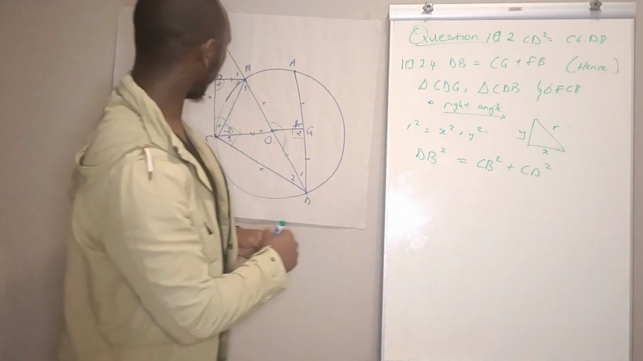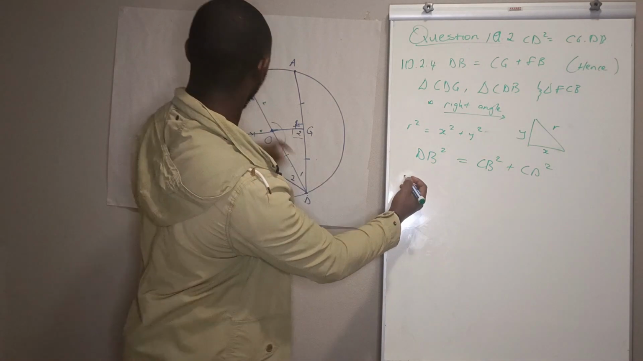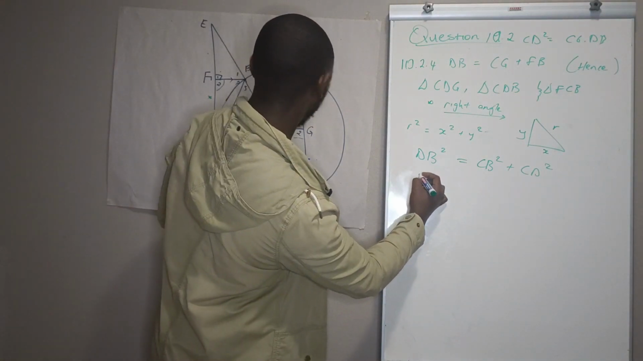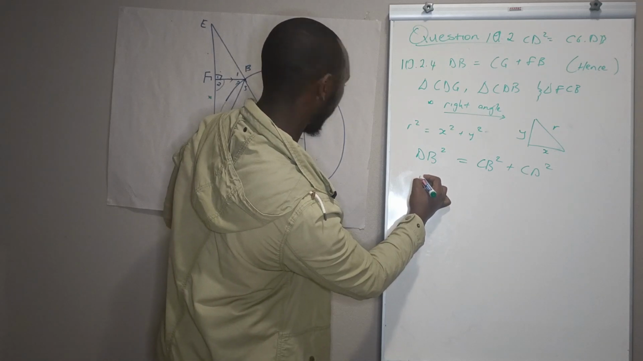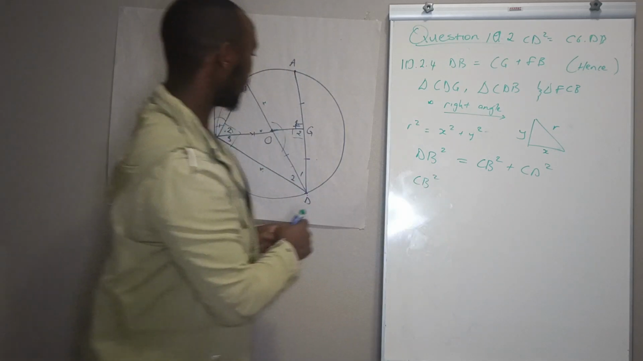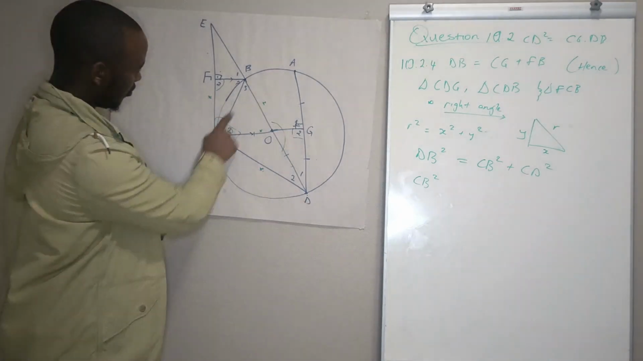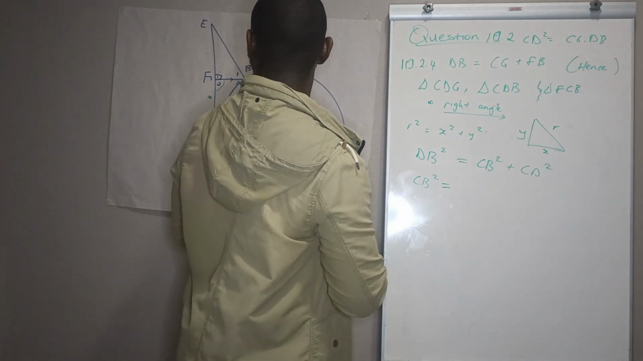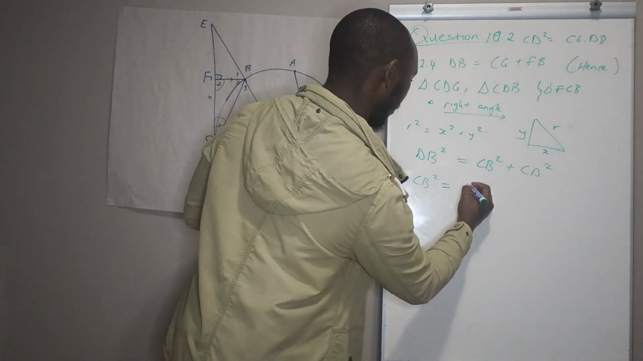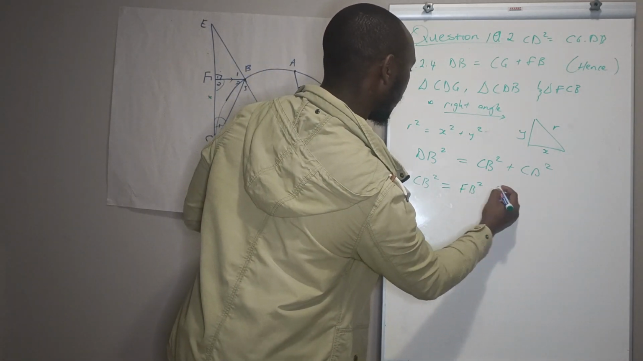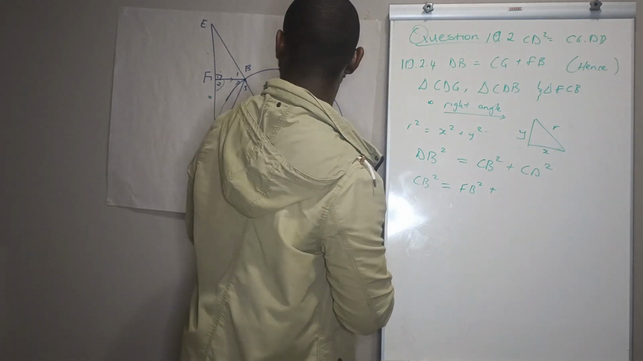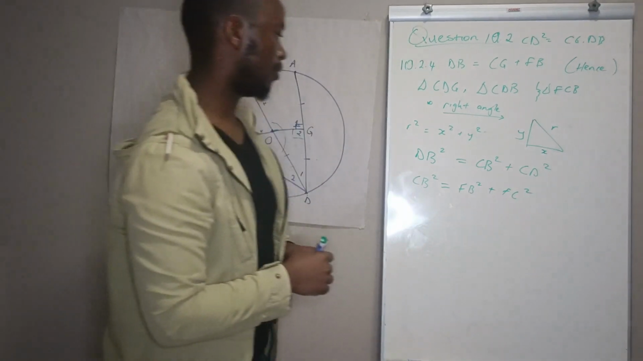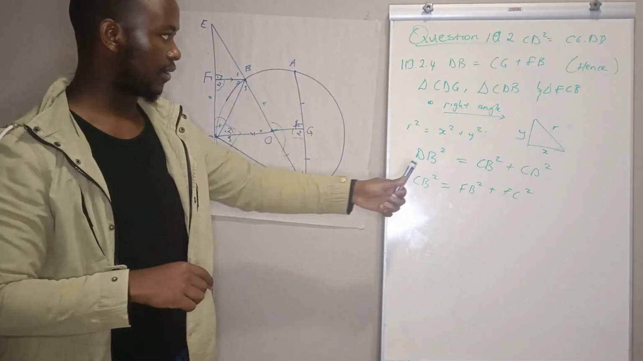So it should stand also that if we were to do the same formula for this one, so say hypotenuse CB squared, which is this one, should be equal to FB squared plus FC squared. All right. So that's the first thing.